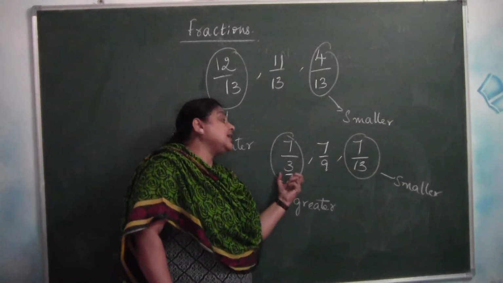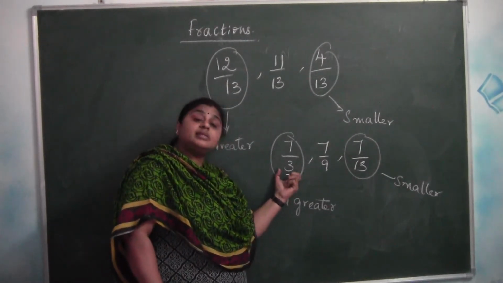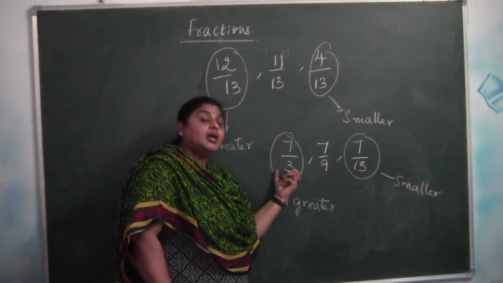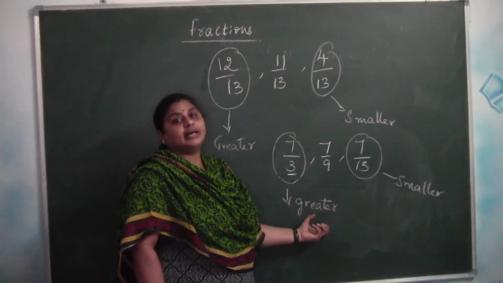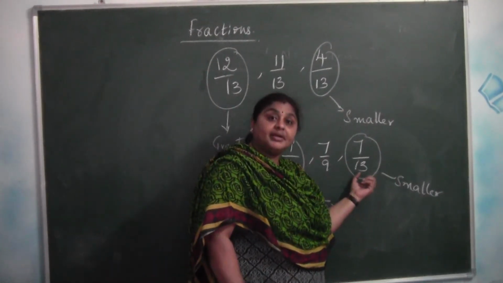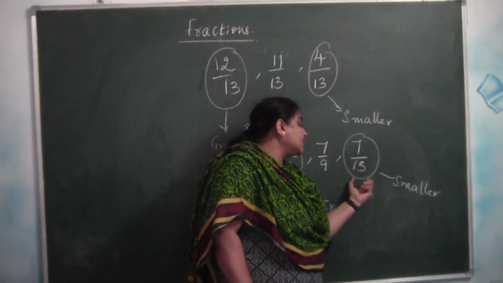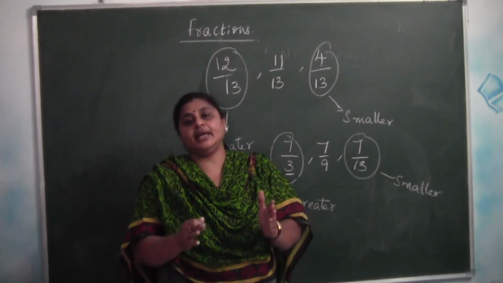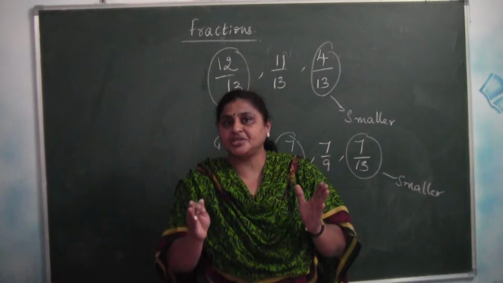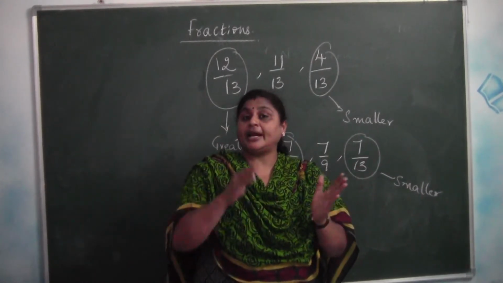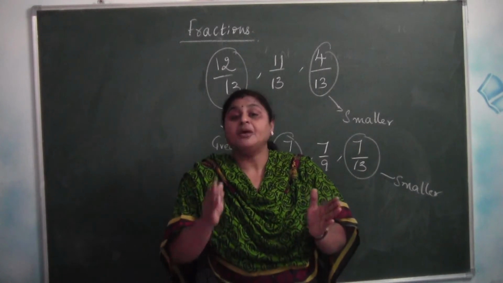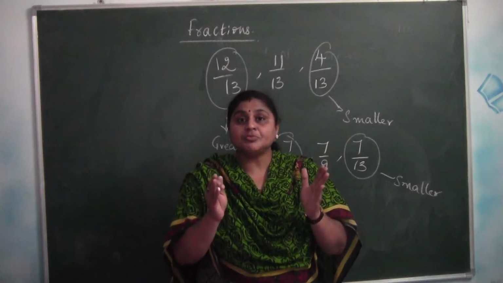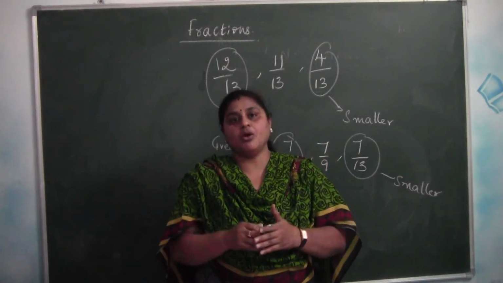in that case, the least number, like 3, is the smaller number among the given 3 denominators. So 3 is smaller, it means 7 by 3 is the greater fraction. And 13 is the greater denominator, it means 7 by 13 is the smaller fraction. Got it, children? So when denominators are same, the greater the numerator, the greater the fraction. If the numerator is small, then the fraction is small.